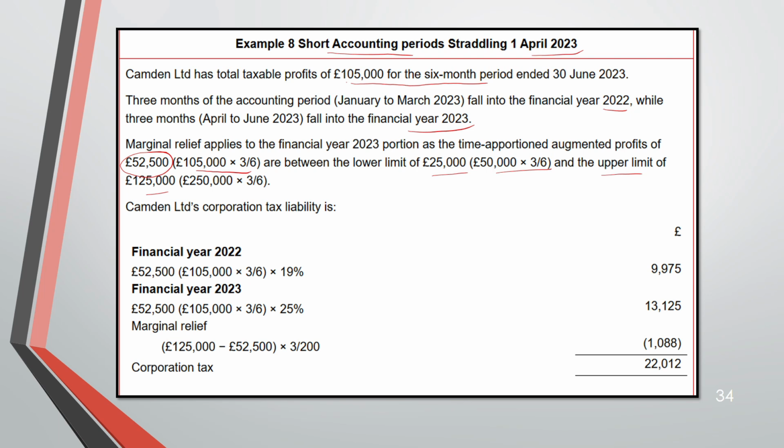Now take TTP 3 into 6 into 19. Then for 23, 52,500, this is at 25%. And then deduct the marginal relief. Since your dividend and augmented are same, we are avoiding this part of the fraction. So it's just upper 125 minus augmented into 3 divided by 200.